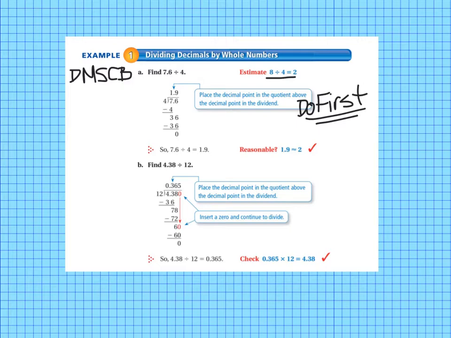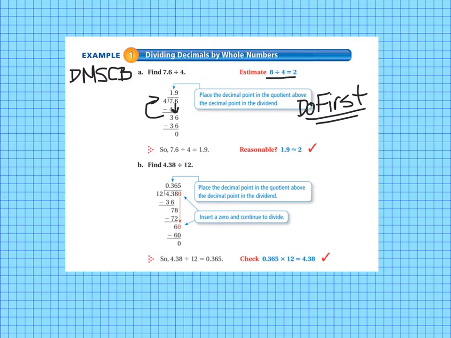So you say, does 4 go into 7? Yes, it does. It goes in once. So that's your division, and then you multiply. 4 times 1 is 4, and then you subtract your 4 from your 7, and you get 3. You check to be sure that your remainder is less than your divisor. 3 is less than 4, so you continue on and you bring down the 6 to make that a 36.